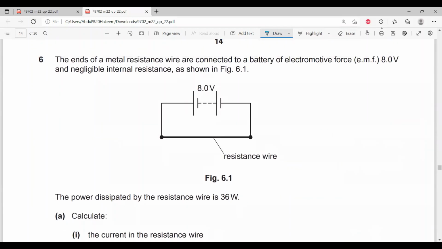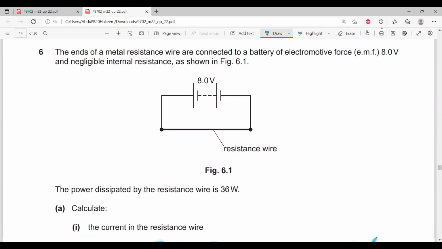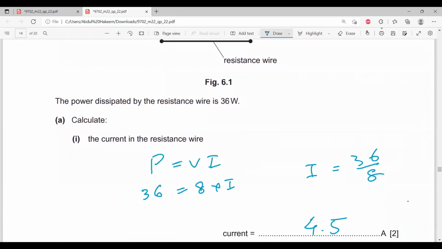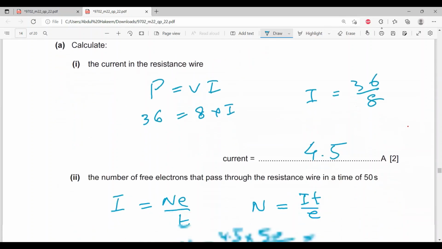The ends of the metal resistor wire are connected to a battery of EMF 8 volt and negligible internal resistance, as shown. The power dissipated by the resistance wire is 36. Calculate the current. Very simple. Power is equal to VI: power 36, voltage is 8, current required is 4.5.